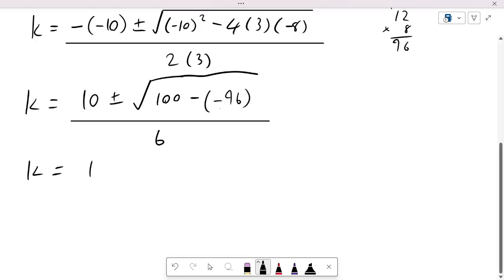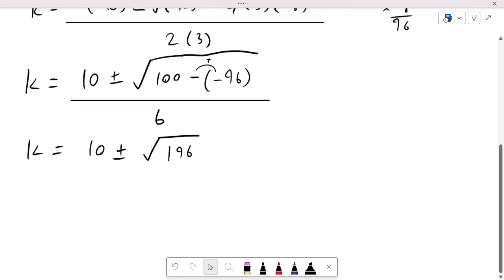So we're going to have 10 plus minus, and then we're going to simplify the root over here. And then we're going to have 100 plus, so this is going to be plus, since a negative and a negative gives a positive. And now we're going to have 100 plus 96, which is 196. And we know the square root of 196 is 14.